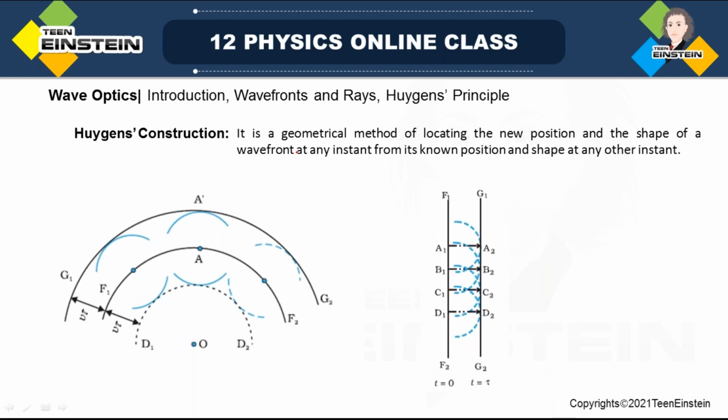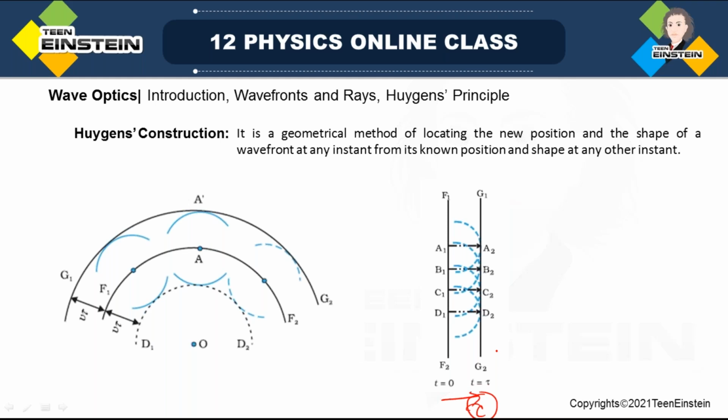So this is how Huygens construction, or geometrical method of construction, can give you the position and shape of the new wavefront, if you know what it was earlier. If you know the position and the shape, at any later time tau, you can find out the shape and size. Okay, so this is actually Huygens construction.